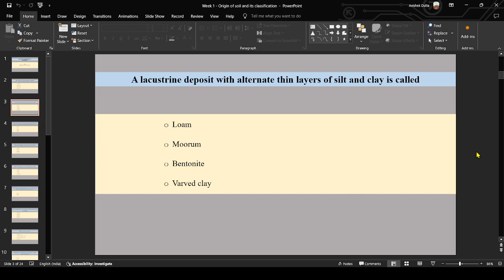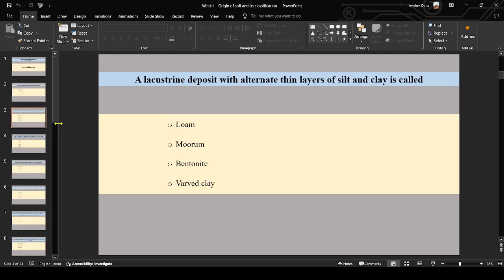The second question is, a lacustrine deposit with alternate thin layers of silt and clay is called. The options are loam, muram, bentonite, or warped clay. Okay, next question.